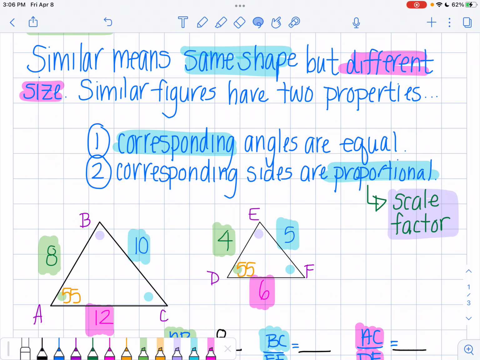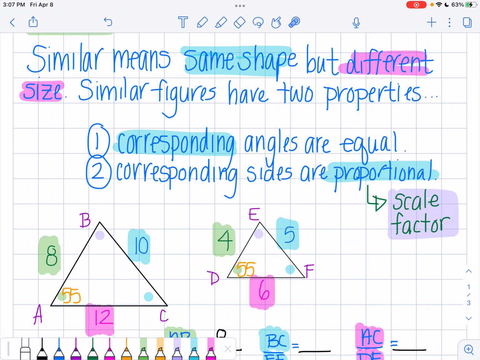I marked them for you. You can see that angle B matches with angle E, and those are going to be the same size. Angle A is 55 degrees, and automatically I would know that angle D would be 55 degrees because they're corresponding, they match up to each other. And angle C is going to match with angle F.